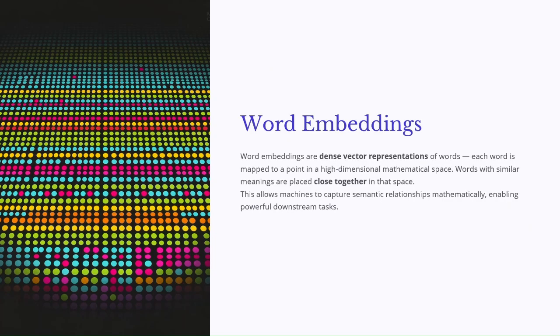One concept in WSD is word embeddings, which is very important in the topic of NLP. Word embeddings are dense vector representations of words. Each word is mapped to a point in a high dimensional mathematical space. Words with similar meanings are placed close together in that space. This allows machines to capture semantic relationships mathematically, enabling powerful downstream tasks. So, as in clustering, highly similar words are placed close together in that space. You take a high dimensional mathematical space, and if words are close together, they have a similar meaning.